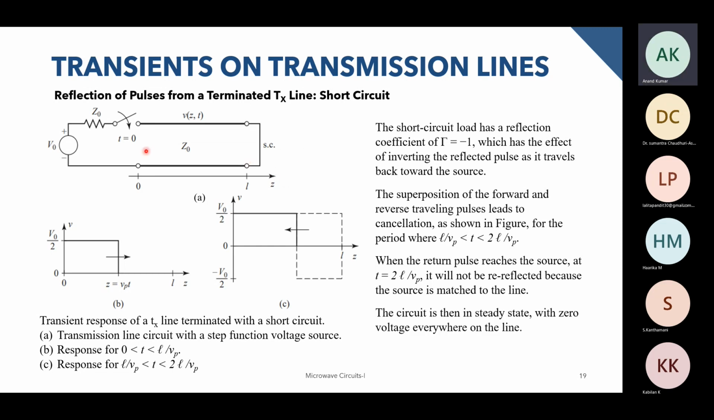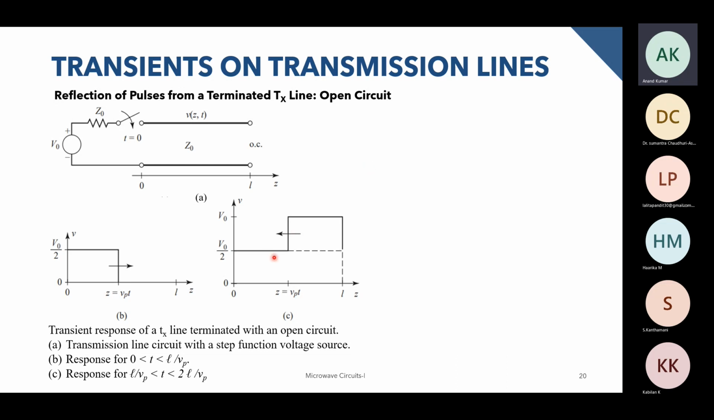Now when the circuit is in steady state, we will have zero voltage everywhere on the line. This also corresponds to simple circuit theory, where if you have a source and it is shorted, the voltage throughout the circuit will be zero. The load also gets shorted. So this is the case for a short circuit, and on similar lines, we have the open circuit as well.